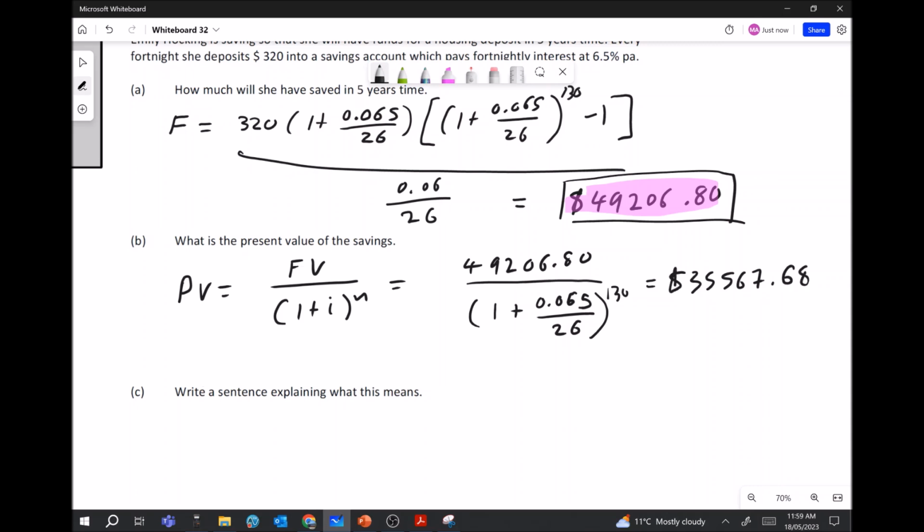Okay, so what's that mean? It's pretty much what we're asked in part C. What it's saying or showing us is that, in the future, this $49,206 that we have, the present value, the value of that money at the moment, is this much, 35,567.68. All right, so if you had this much money today, 35,567.68, you need it to grow to 49,206.80 in the future to be worth the same amount. All right.